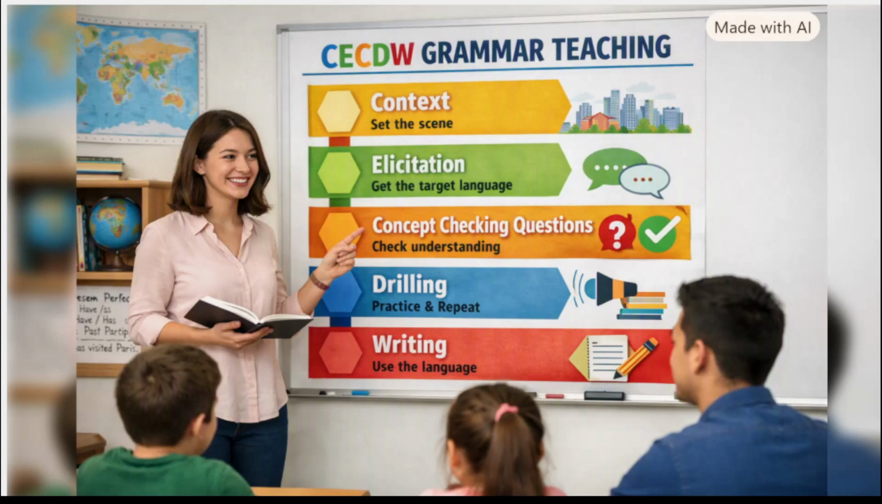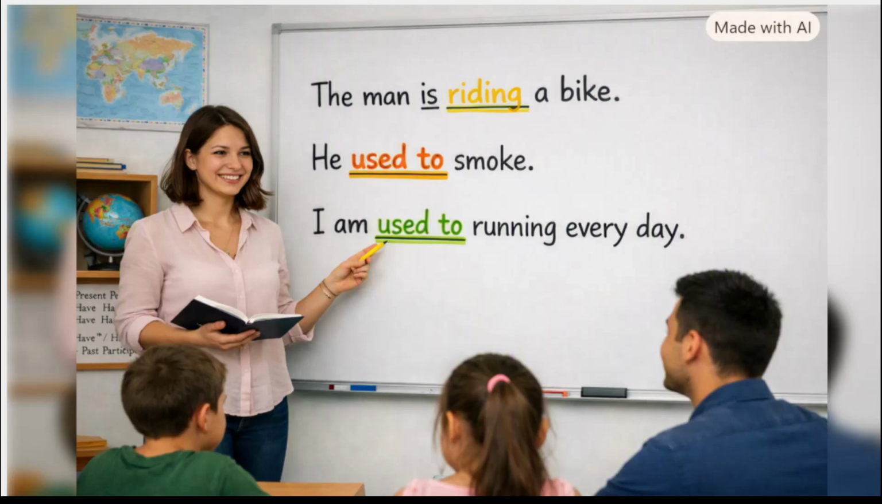The central idea is simple. When we teach grammar, we should not immediately give students a rule and ask them to memorize it. Instead, we can guide students through a sequence in which they first encounter the meaning, then produce the language, demonstrate their understanding, practice the spoken form, and finally analyze the written structure. This approach can make grammar clarification more active and more learner-centered.